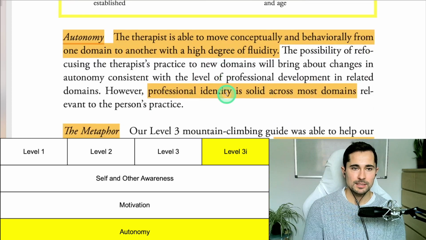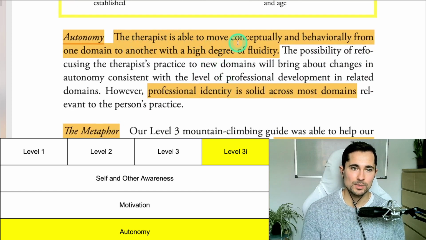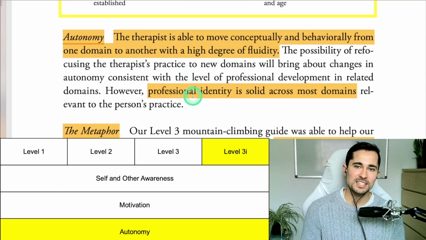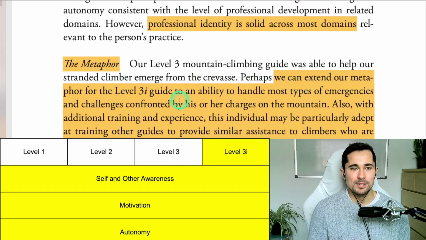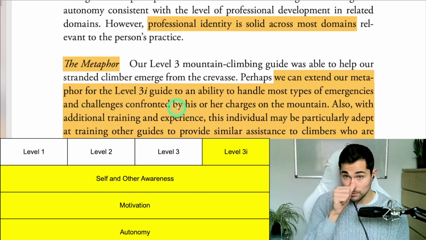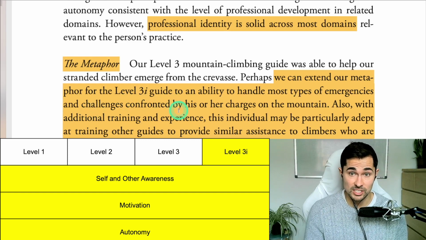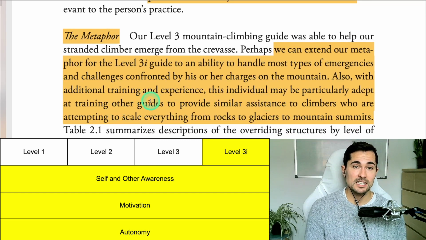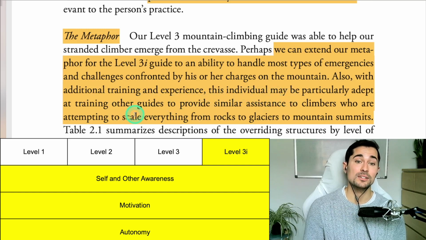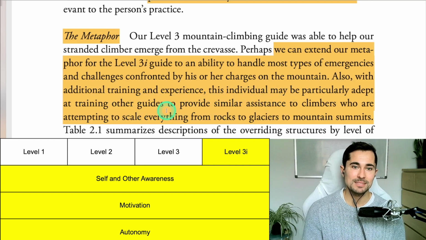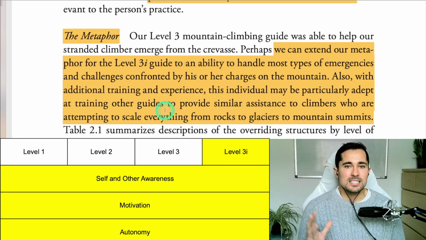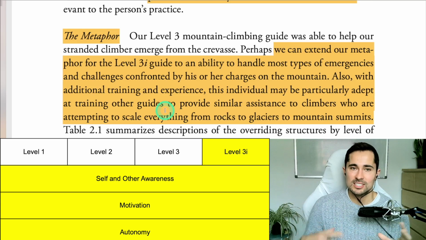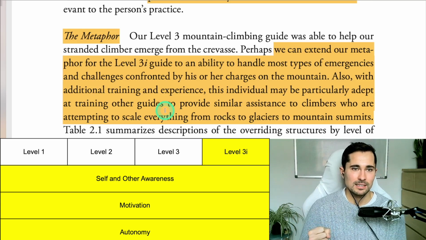And finally, autonomy. The therapist is able to move conceptually and behaviourally from one domain to another with a high degree of fluidity. Professional identity is solid across most domains. And lastly, this metaphor. We can extend our metaphor for the level 3 I guide to an ability to handle most types of emergencies and challenges confronted by his or her charges on the mountain. Also, with additional training and experience, this individual may be particularly adept at training other guides to provide similar assistance to climbers who are attempting to scale everything from rocks to glaciers to mountain summits. So now this person is able to transfer knowledge and skills from one situation to another to expertly guide and help other guides across situations.